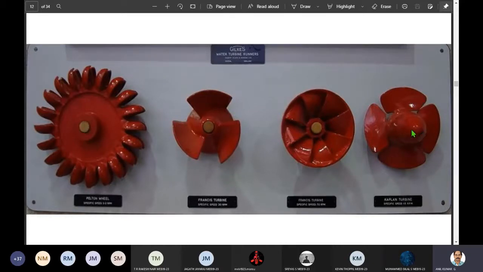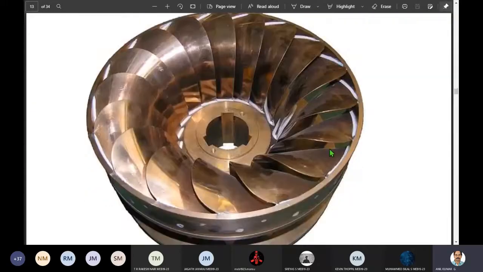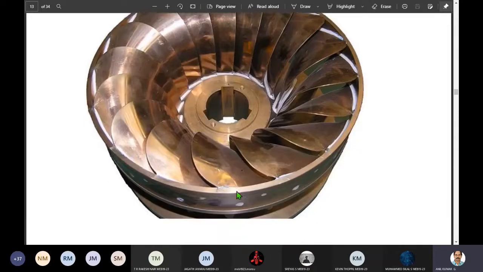This is a Kaplan turbine runner. There is a central hub, and this resembles a propeller fan, the Kaplan turbine runner. So we will deal with it more as the class progresses. Okay, so this is typically a Francis turbine runner. See the blades radially mounted. It is usually mounted in a vertical plane. The shaft will be vertical, and the runner will be horizontal.